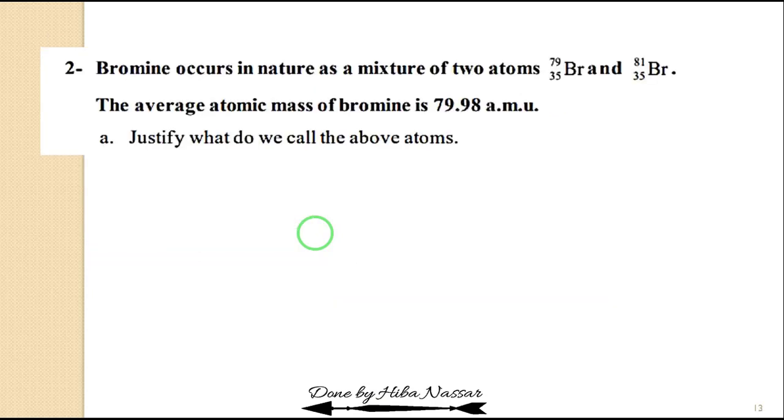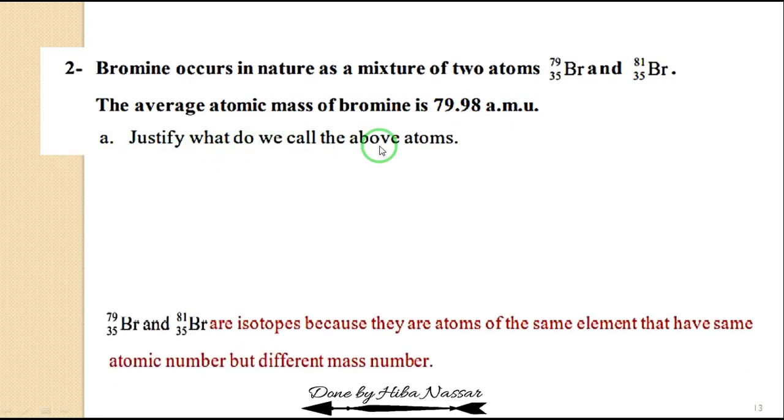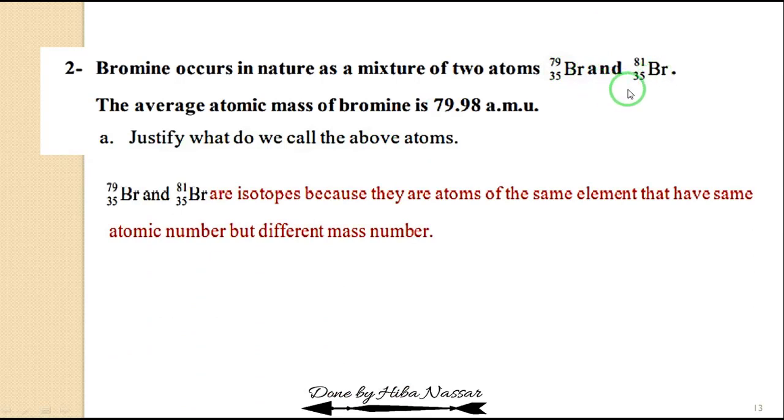Now question number 2, bromine occurs in nature as a mixture of two atoms, Br79 and Br81. The average atomic mass of bromine is 79.98 AMU. Part A, justify what we call the above atoms. Looking at the atomic symbol for each one, we can say that they are isotopes because they are atoms of the same element, bromine, that have the same atomic number, 35, but different mass numbers, 79 and 81.